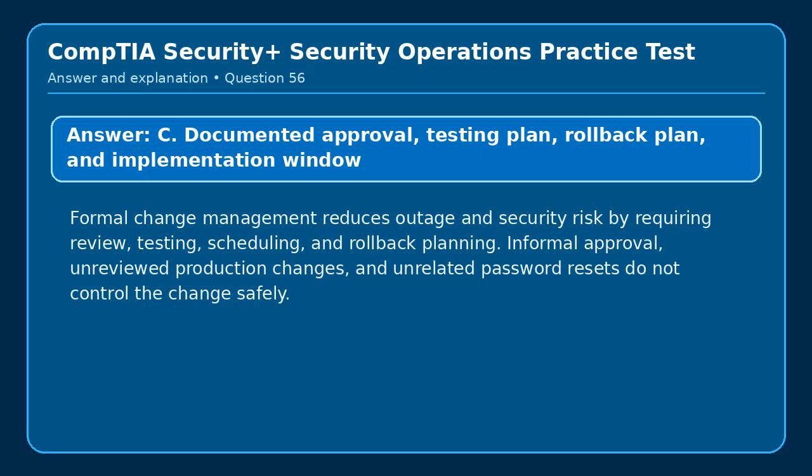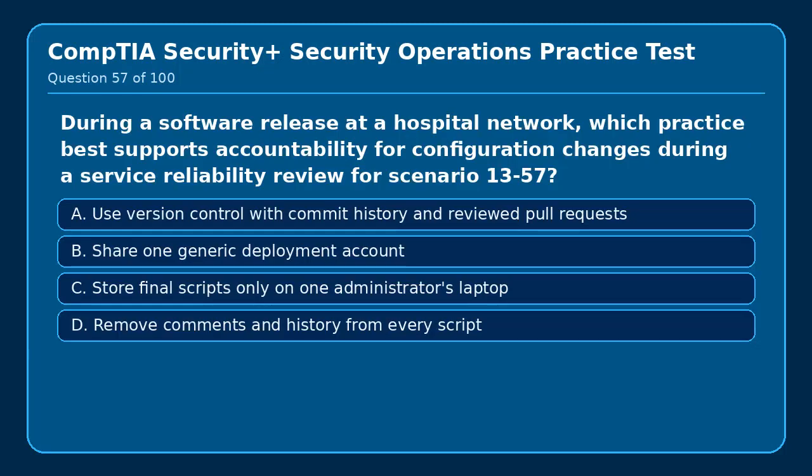The answer is A. Certificate authority. A certificate authority issues and signs certificates that clients can validate through a trust chain. Access points, broadcast domains, and packet sniffers do not establish certificate trust.